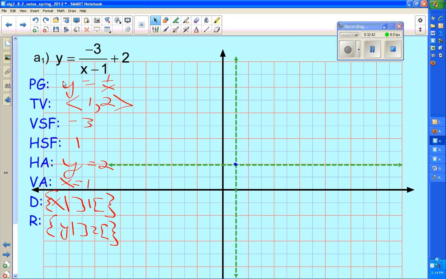Dayton, how do I get to my points on the parent graph? Right 1, down 3. In the other parent graph, right 1, up 1. And then what are you going to do in this graph? Because you have a VSF of -3, right 1, down 3. And in the parent graph, left 1, up 3. In the other parent graph, down 1 and left 1, down 1 becomes left 1, up 3. Push the asymptotes from that point.